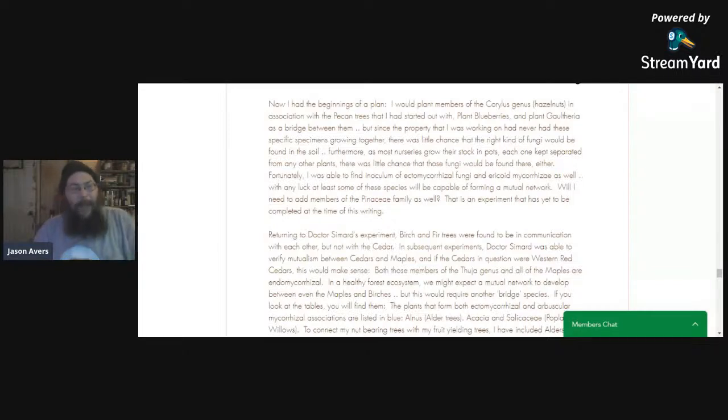And if they don't prosper, then I'll come in and take something out and plug some form of pine in there as well, in the hopes that they'll all eventually come together and start playing nice with each other. Of course, just having that list of associations doesn't guarantee you're going to get a mutual network, but it gives you a starting place. And from there, we have to experiment because a lot of this information is just, we don't know yet.